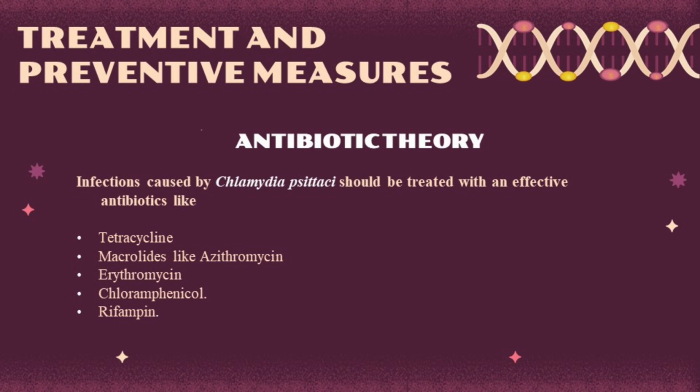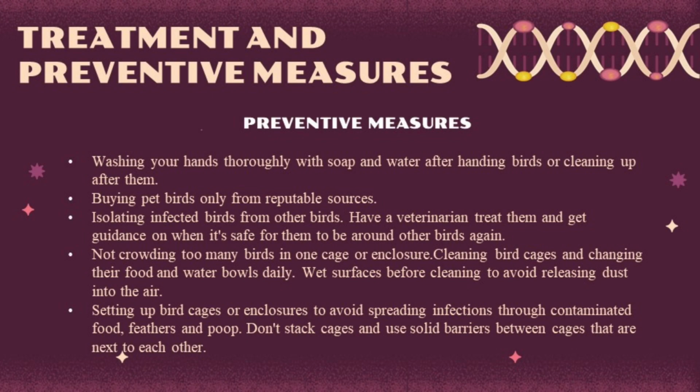Treatment and preventive measures. Antibiotic therapy: infection caused by Chlamydia psittaci should be treated with effective antibiotics like tetracycline, macrolides like azithromycin, erythromycin, chloramphenicol, rifampin. Preventive measures: wash hands with soap and water after handling or cleaning up after birds. Purchase pet birds from reputable sources. Isolate infected birds, consult a vet for treatment, and follow guidance on reintroducing them to other birds safely.